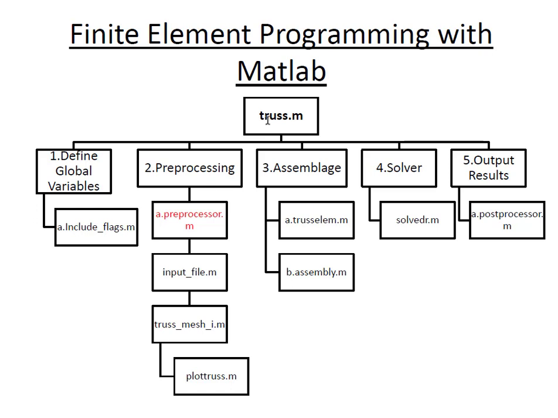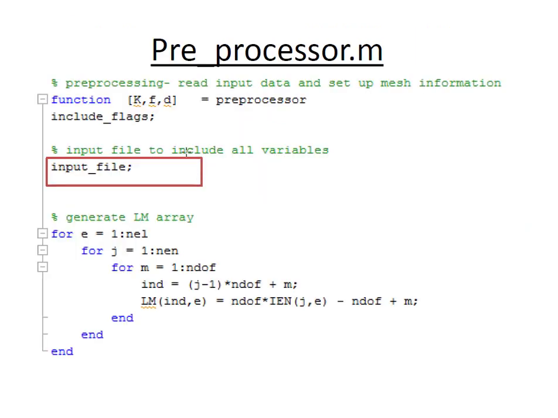So again, trust created some global variables through include flags, and then it's calling preprocessor in order to initiate the pre-processing step. Now this is how the preprocessor.m file looks like. And in here it says that preprocessing reads input data and sets up the mesh information. So as you can see, the first step within this function is to include flags. Then the second step is to input file to include all variables.